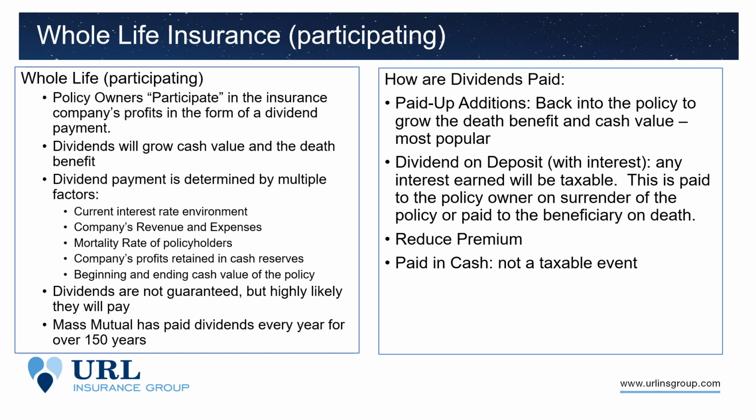Whole life insurance. Now we're going to look at participating whole life insurance. A policy owner in a participating policy participates in the insurance company's profits in the form of a dividend payment. Dividends will grow cash value and the death benefit. Now, a dividend payment is determined by multiple factors: current interest rate environment, company's revenue and expenses, mortality rate of policyholders, company's profits retained in cash reserves, beginning and ending cash value of the policy. So as you can hear with dividends, there's some factors that come involved.